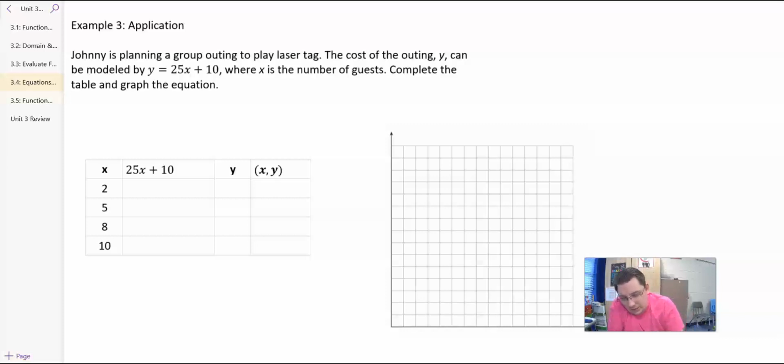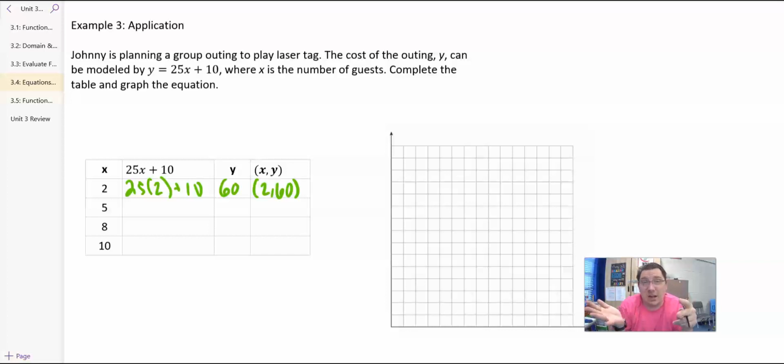So at y equals 25x plus 10, if I have 2 people come to this party, it's going to be 25 times the 2 added to 10. Well, 25 times 2 is 50, and plus 10 gives us 60. And so that's the ordered pair 2, 60. And what does that mean? If I bring 2 guests, it's going to cost what? $60. Okay?